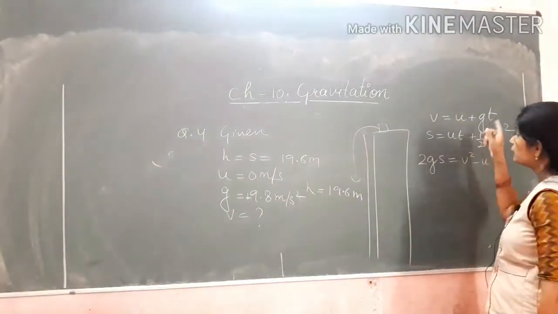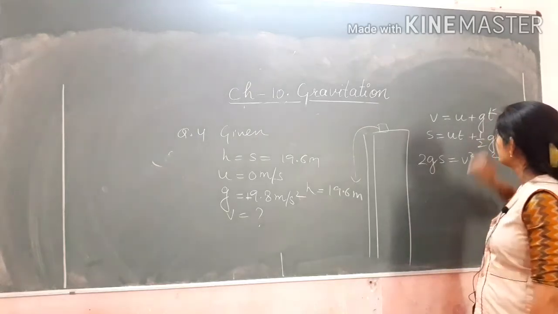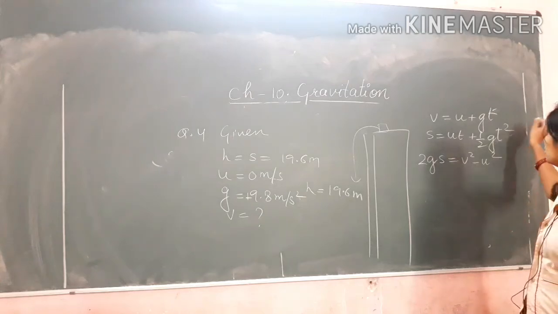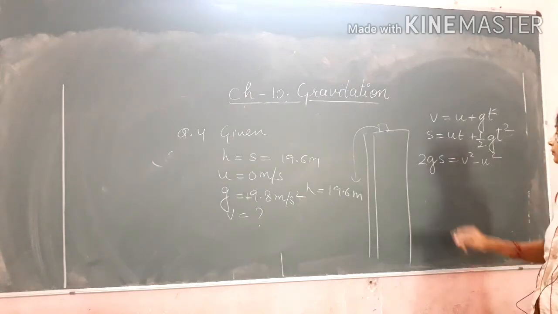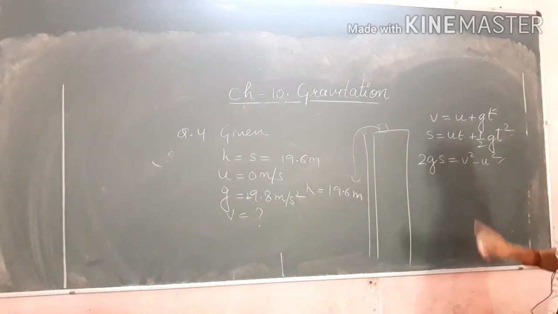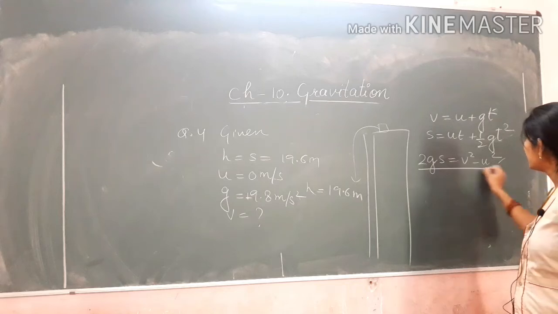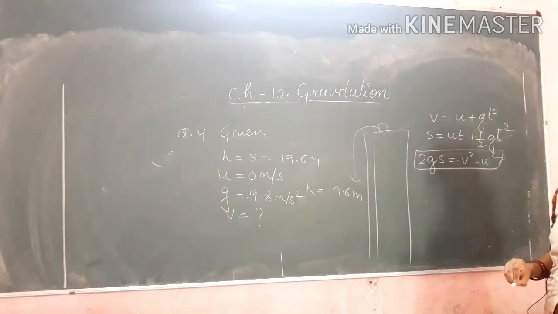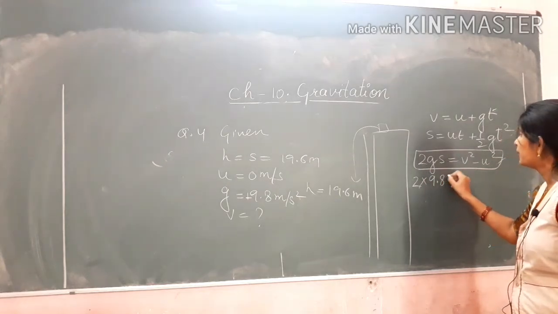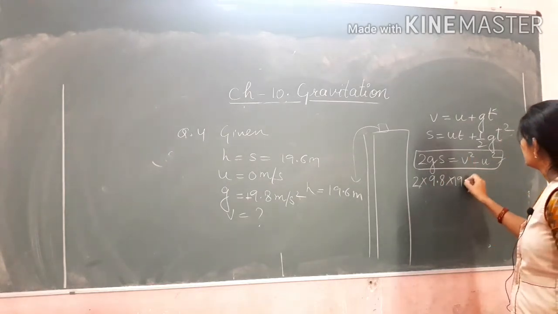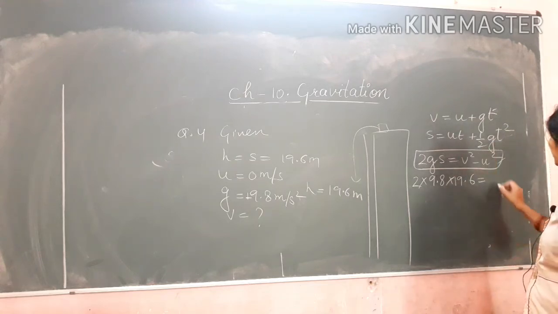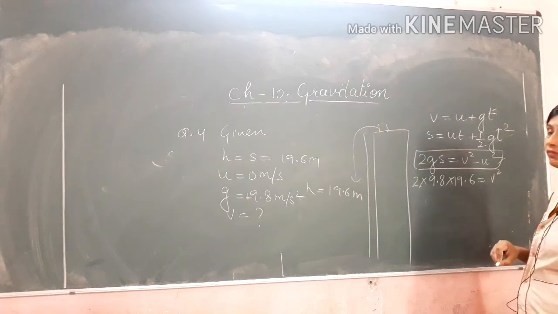First, v is equal to u plus gt, no, because t is not given. Second, s is equal to ut plus half gt square, no, t is not given here also. 2gs is equal to v square minus u square, yes. This third equation of motion we can apply. 2gs is equal to v square minus u square. 2 into g, plus 9.8, into s, 19.6, is equal to v square minus u square. What is v? V is not given, we have to calculate it.